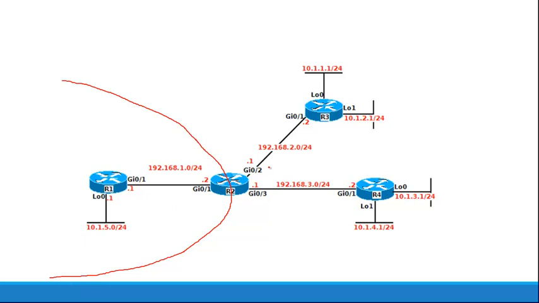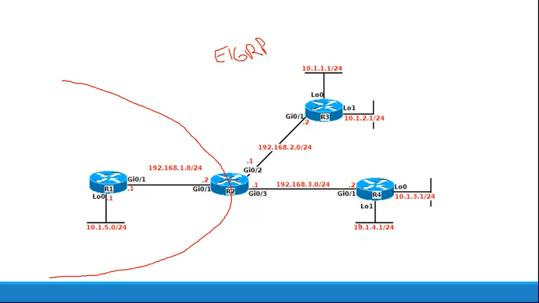Everybody's EIGRP at first. So right now, all the routers are running EIGRP. I have them configured for IP addresses. They're all routing. I can ping from 10.1.5 all the way through to all of these other networks.